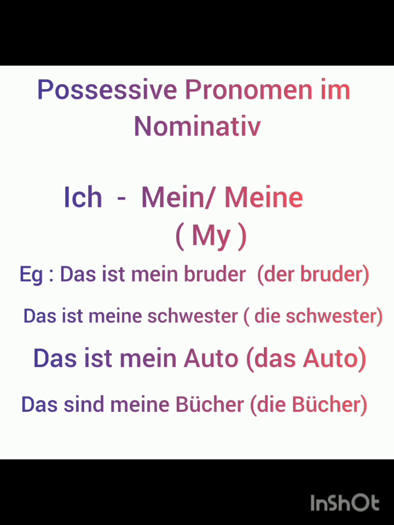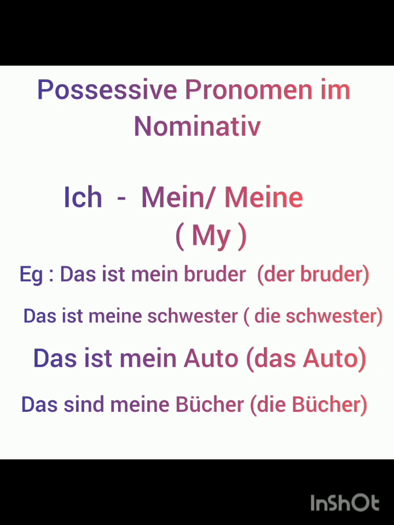Let's take some examples. Das ist mein Bruder. Article is there, der Bruder. So here we use mein. Next one is das ist meine Schwester. Schwester is die Schwester. So here meine comes. Bruder is masculine, and Schwester is feminine.